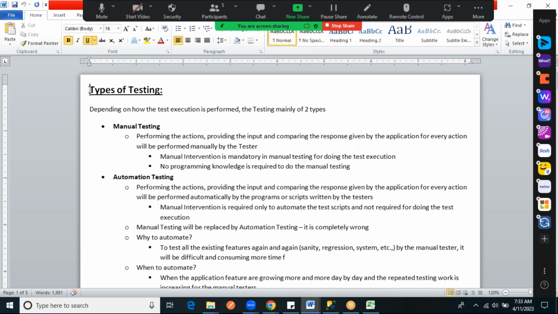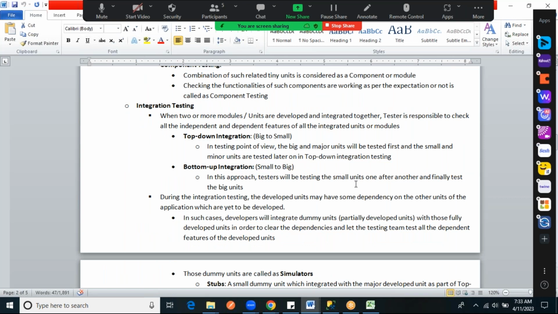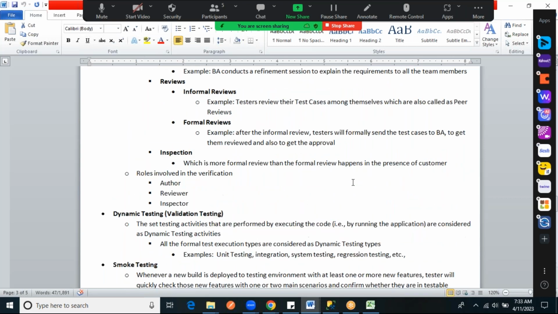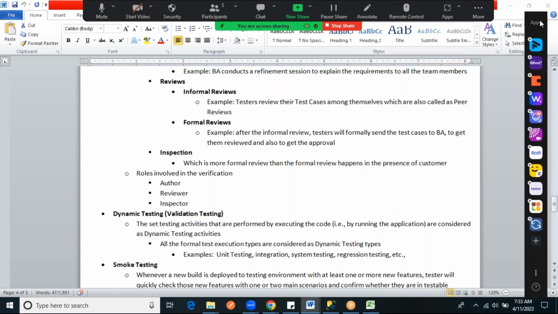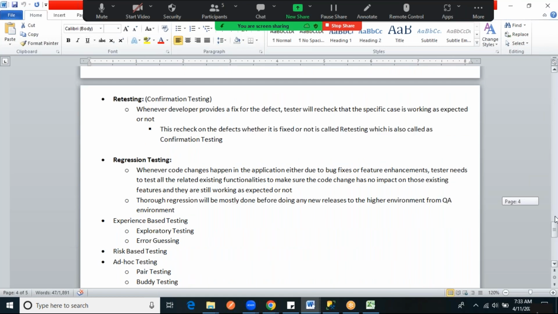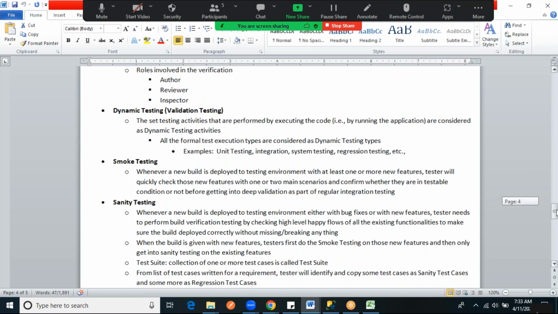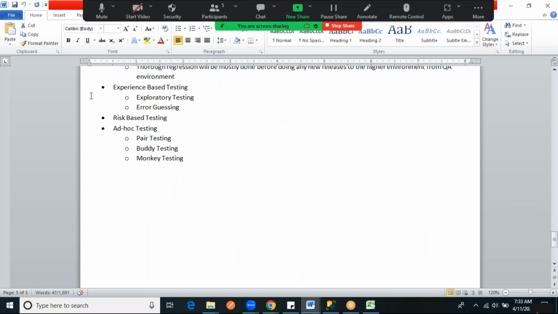On Friday we discussed all the types of testing and also started other types of testing. We have discussed a few: smoke and sanity, static and dynamic, retesting, and regression testing. We have a few more. We will discuss them and close this topic and start a new topic.